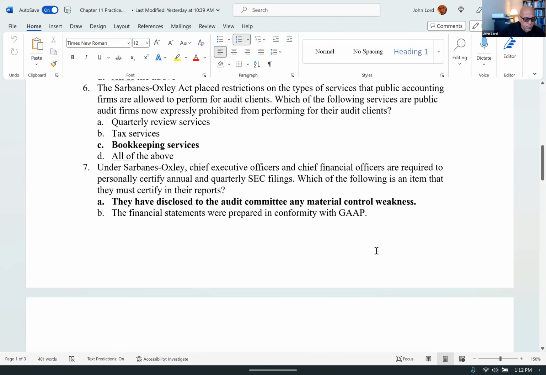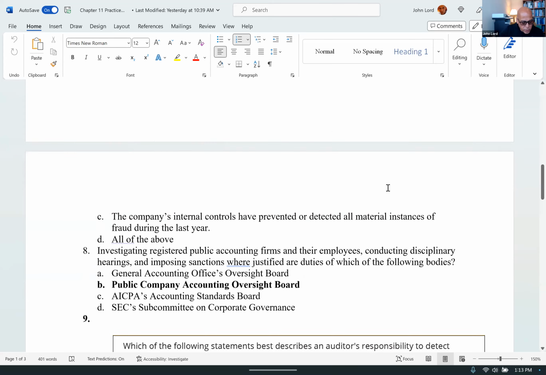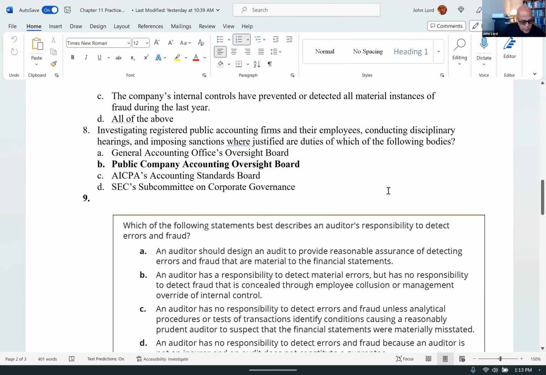Okay. Number 7, under the Sarbanes-Oxley Act, chief executive officers and chief financial officers are required to personally certify annual and quarterly SEC filings. Which of the following is an item that they must certify that they have disclosed to the audit committee? Again, that corporate governance objective that was set up there under Sarbanes is a very important thing. Okay, good. Now you come over to number 8, investigating registered public accounting firms and their employees. That falls under the bailiwick of the Public Company Accounting Oversight Board.